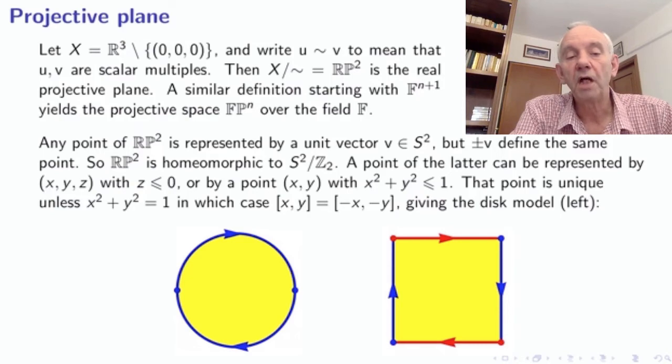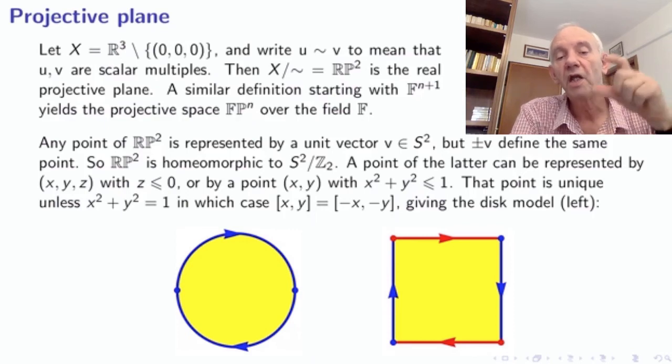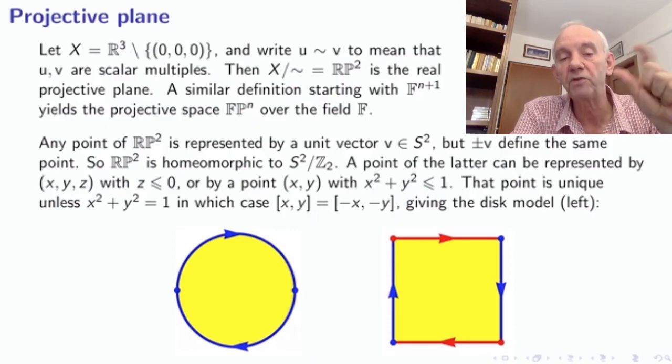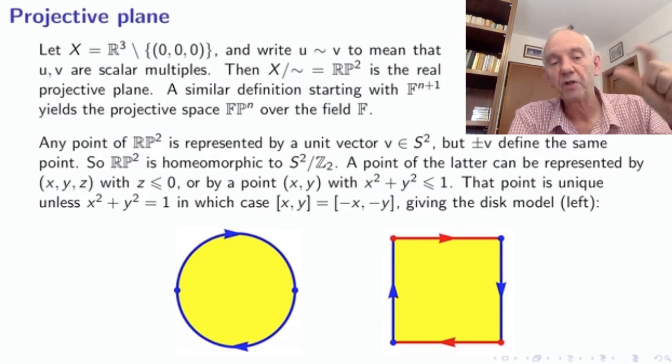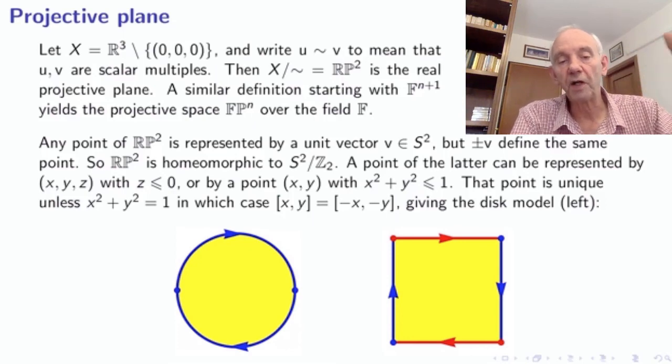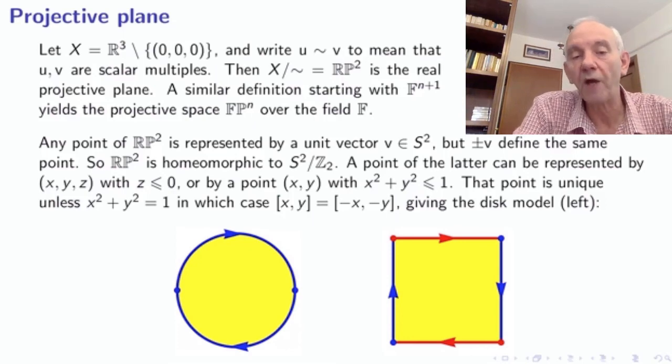So, RP2 is homeomorphic, well, it's only in bijective correspondence to S2, in which opposite points, antipodal points, are identified. If v is a unit vector, you think of that as the same vector as minus v. So rather than using the equivalence relation, I've used the action of Z2. Z2 is just the group given by multiplication by plus or minus 1.